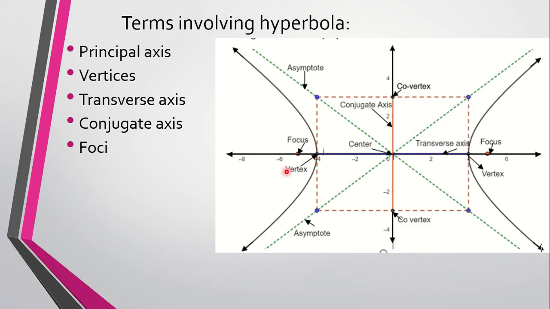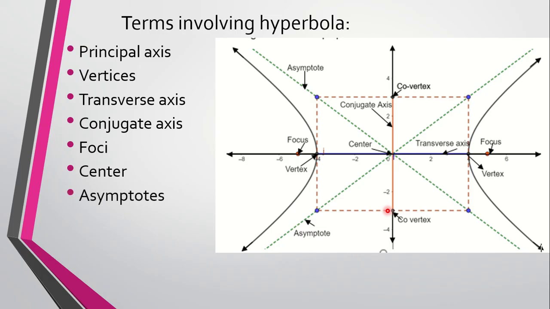Foci. Siyempre, yung two fixed points, ito yung foci. Center. Pag sinabing center, the intersection of the transverse axis and the conjugate axis. So, dito, if this is the transverse axis, ito yung vertices. Dito naman, pag ito yung conjugate axis, yung 2 points, endpoints of the conjugate axis is the co-vertices.